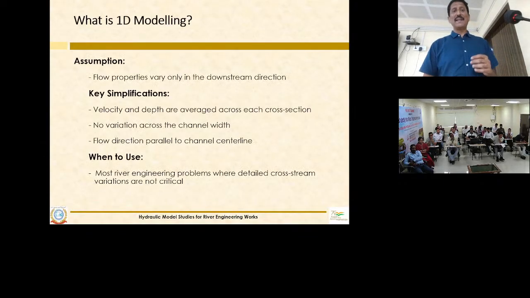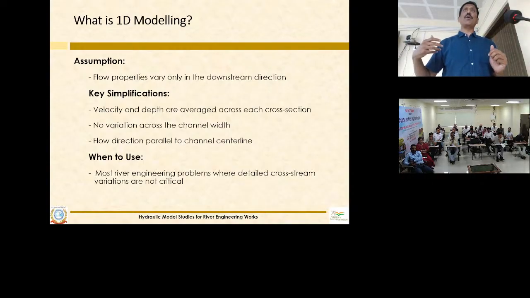One-dimensional modeling concept, what will we be seeing? The first assumption is that flow properties vary only in the downstream direction. So this is a basic assumption. We are considering a one-dimensional flow. We are not considering the cross flow. So it's one-dimensional. It is changing in the downstream direction.